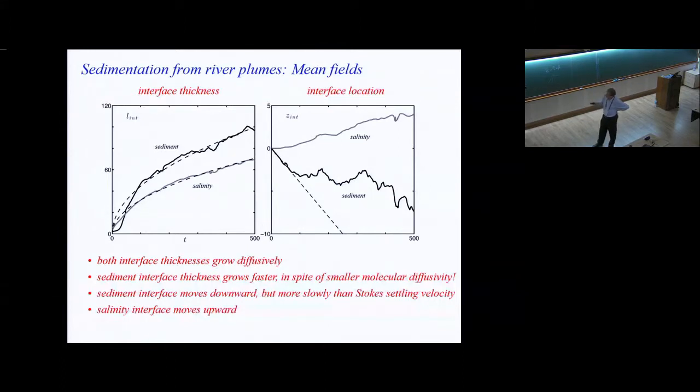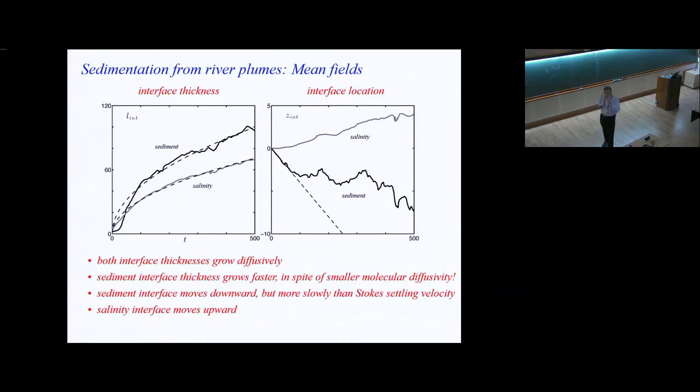Now, the interesting thing that we see is that the thickness of the sediment profile grows more rapidly than the thickness of the salinity profile. Now, remember, the molecular diffusivity of the salinity was much larger than the diffusivity of the sediment. So based on the molecular diffusivity, we would have expected that the salinity profile thickness should grow more rapidly. So the fact that in truth the sediment profile grows more rapidly tells us that it's really turbulent diffusivity that dominates here, not the molecular diffusivity.